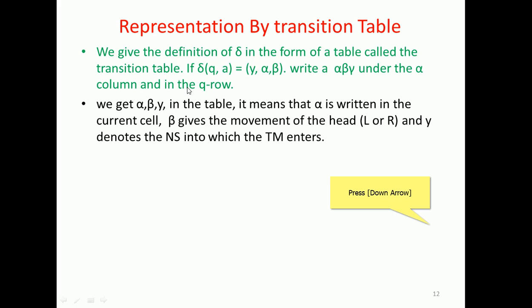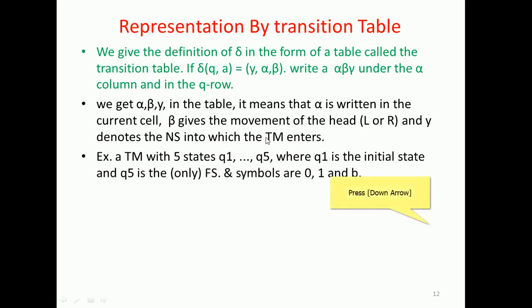It means that alpha is written in the current cell, beta provides the dynamicity of the head, that is, the movement of the head towards left or right, and gamma denotes the next state into which the Turing machine enters. So A is replaced with alpha, B gives the move to the left or right, and gamma tells about the next state of the Turing machine.